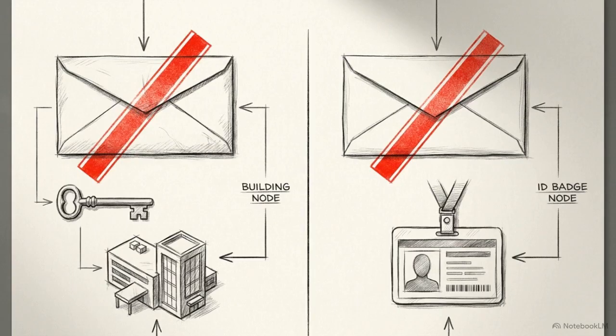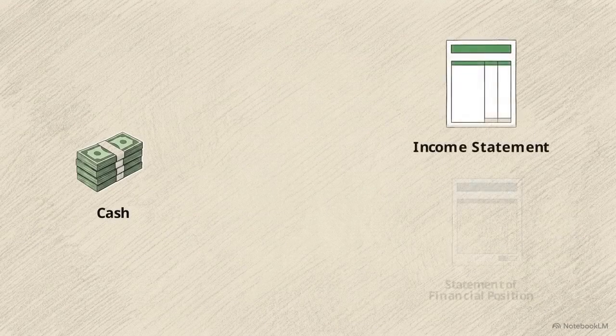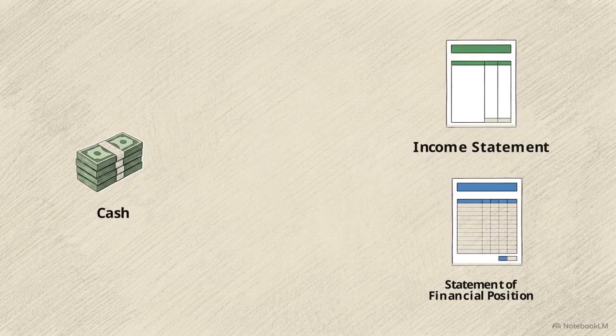Consider how a business records standard outflows like rent or employee salaries. Those payments are classified as operating expenses. Operating expenses are consumed immediately to generate revenue for the current accounting period. Once paid, the value is gone, and the cost disappears from the balance sheet.